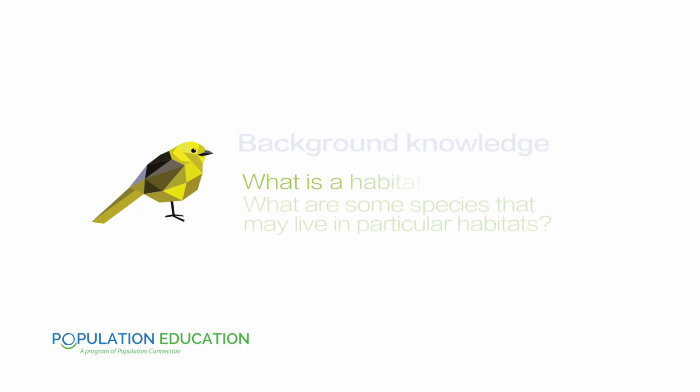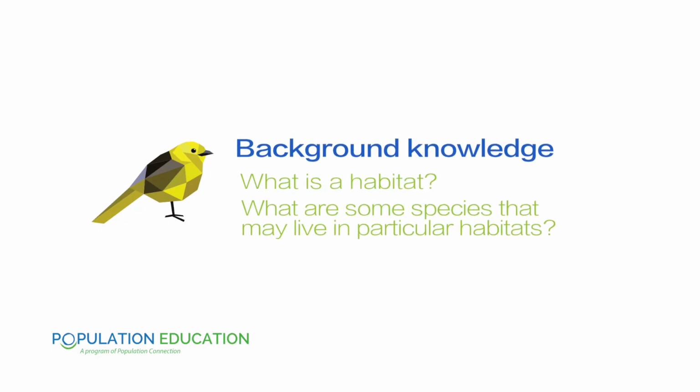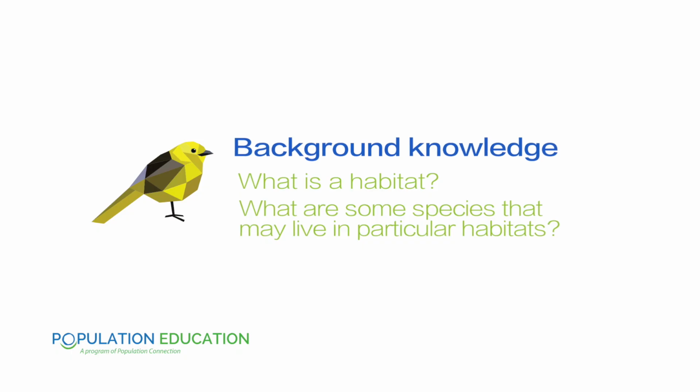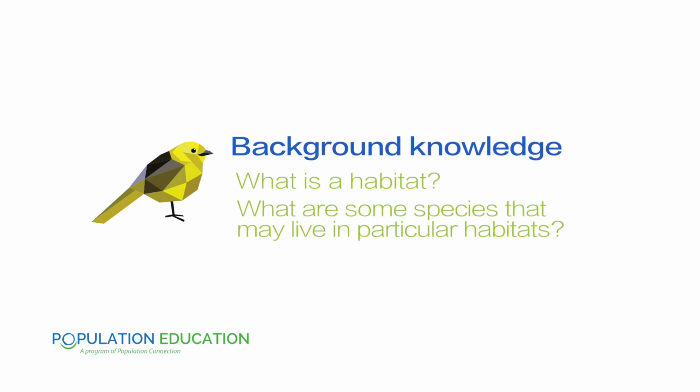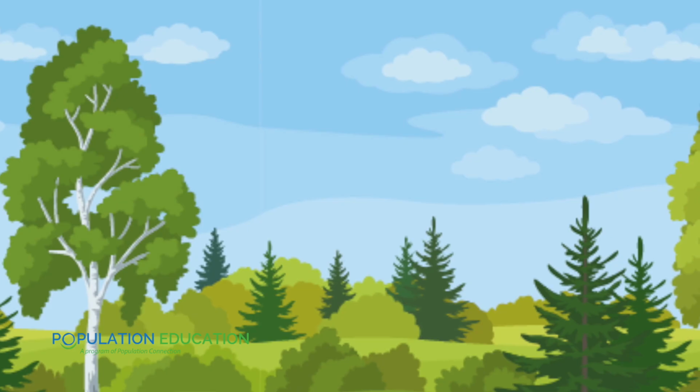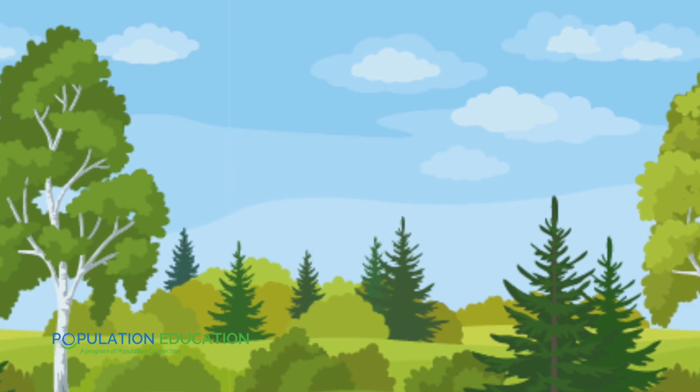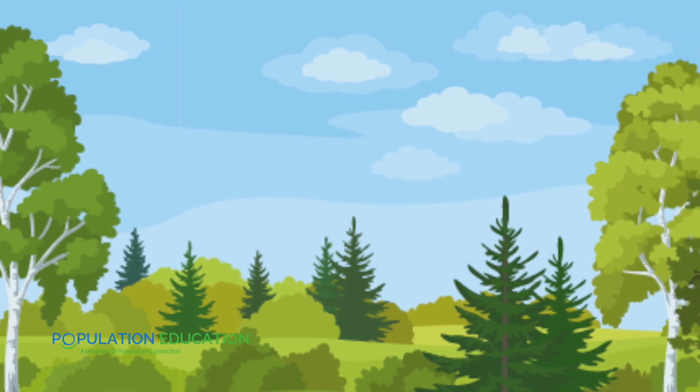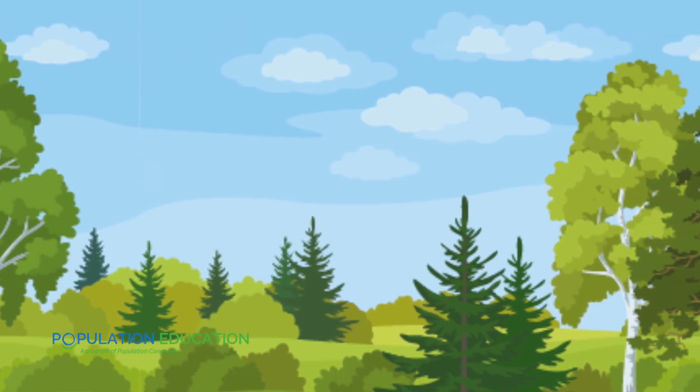Now, when you're ready to begin the activity, you'll first want to activate some background knowledge for students, asking them what is a habitat and having them name some particular species that live in certain habitats. You could even localize this by talking about a specific habitat like a forest around your school.